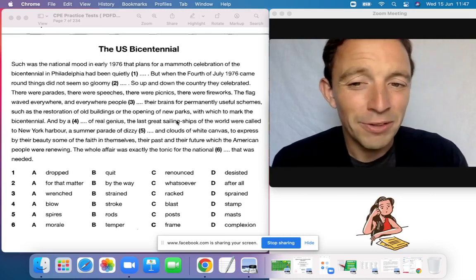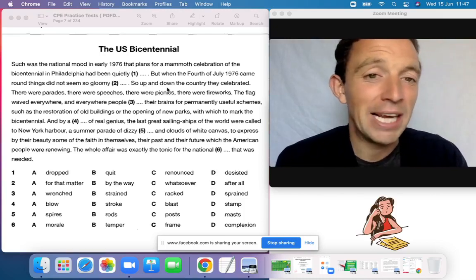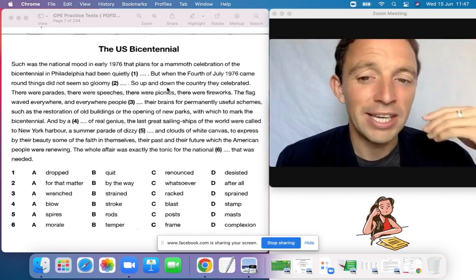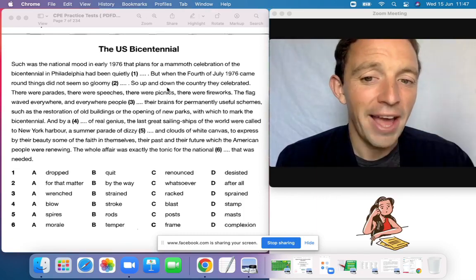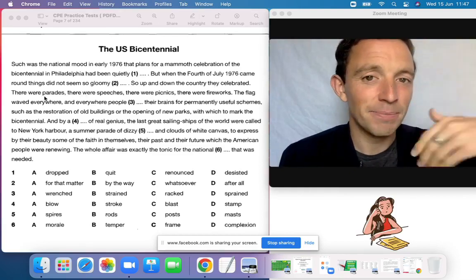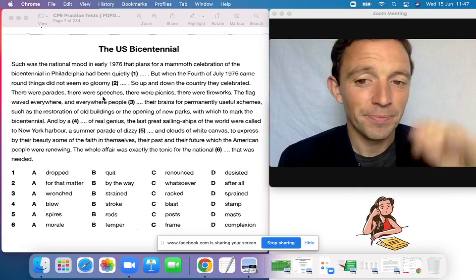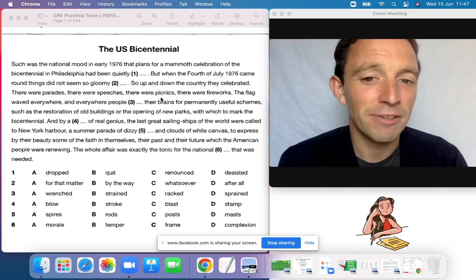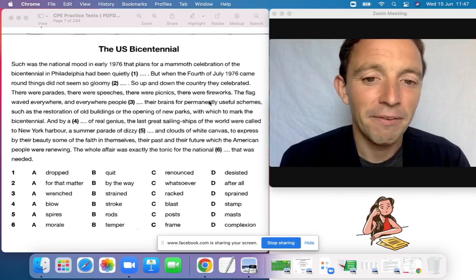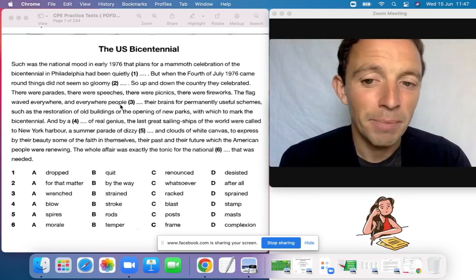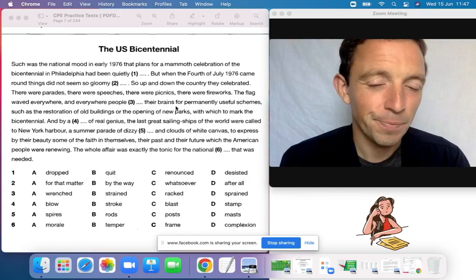So, up and down the country, that's a very good expression as well, meaning in every part of the country, across the country, in every corner of the country, everywhere, people celebrated. There were parades, there were speeches, and there were picnics, and there were fireworks, so lots of celebration for the bicentennial. The flag waved everywhere, and everywhere, people something their brains.